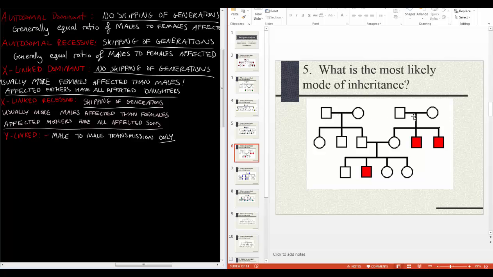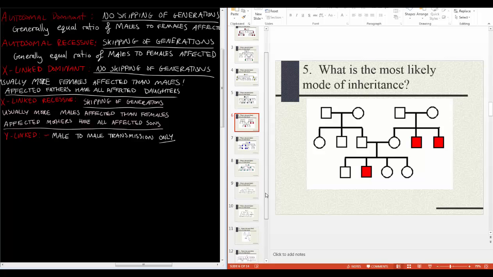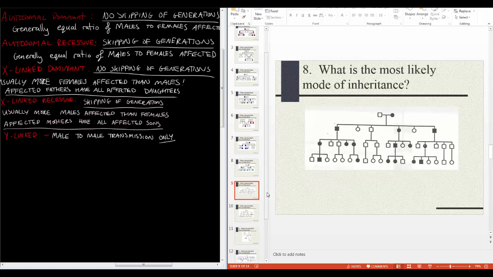So the first thing we notice with this is the disease skips in this top generation, so it's a recessive trait. Is it autosomal or is it X-linked recessive? We count up the number of affected males and females. 1, 2, 3 males affected, no females affected. With an X-linked recessive trait, usually there are more males affected than females. Most likely inheritance pattern for this, X-linked recessive. I'll skip a few and go down here to number 8.